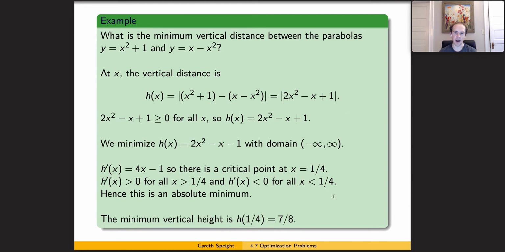So how do we actually compute the value of h at that point? We just go back to the original formula. So there is an absolute minimum at x equals 1 over 4. The minimum vertical distance, in this case, we're asking for the output of the function, not just the input. We plug that back in, and we get h of 1 over 4 should be 7 over 8. Okay, so do be careful whether you're asked where the absolute max or where the absolute min occurs, or what is the value of whatever we're trying to maximize or minimize at that point.